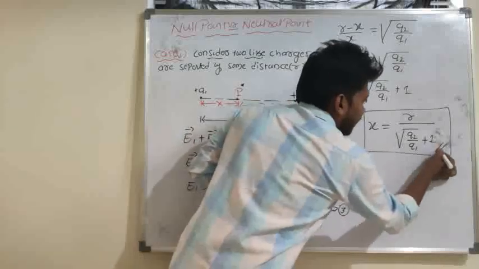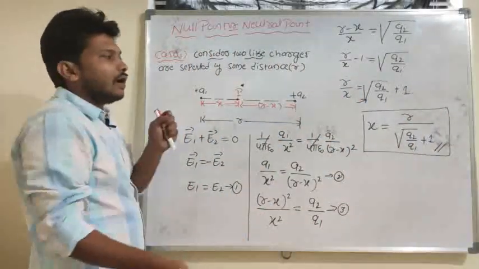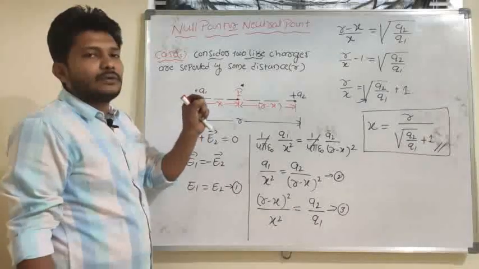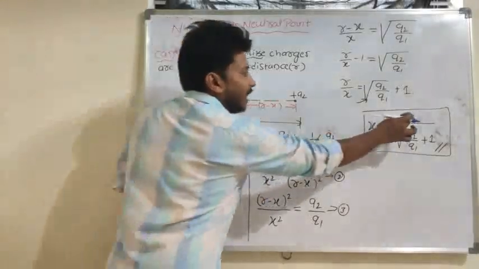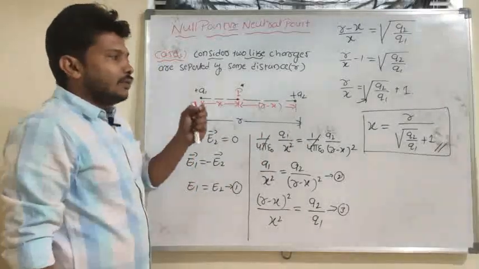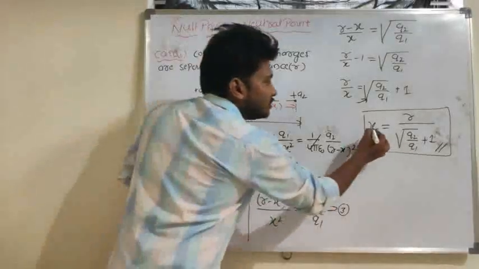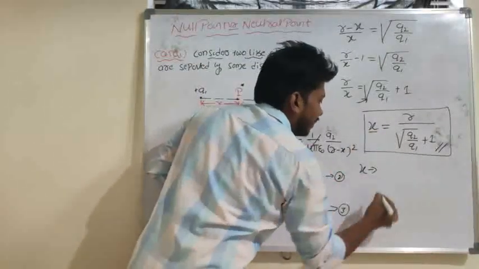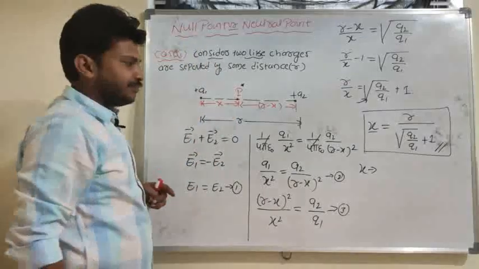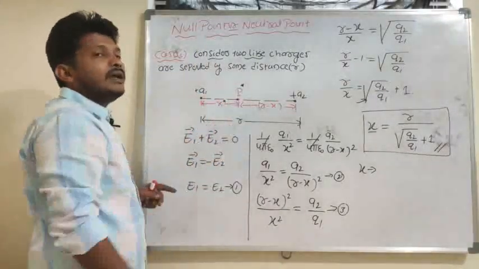So how to calculate that null point or neutral point? By the formula x is equal to r divided by square root of Q2 by Q1 plus 1, where r indicates the distance between the two charged particles, Q2 is the magnitude of the second charge, and Q1 is the magnitude of the first charge. So this distance x value is from the first charge.